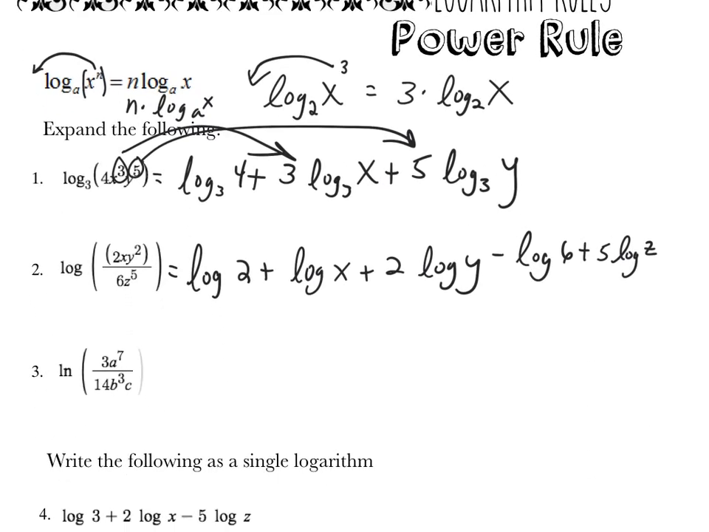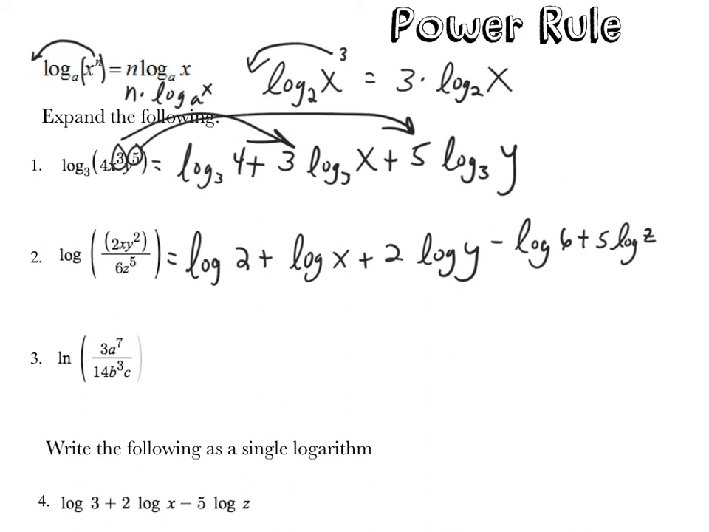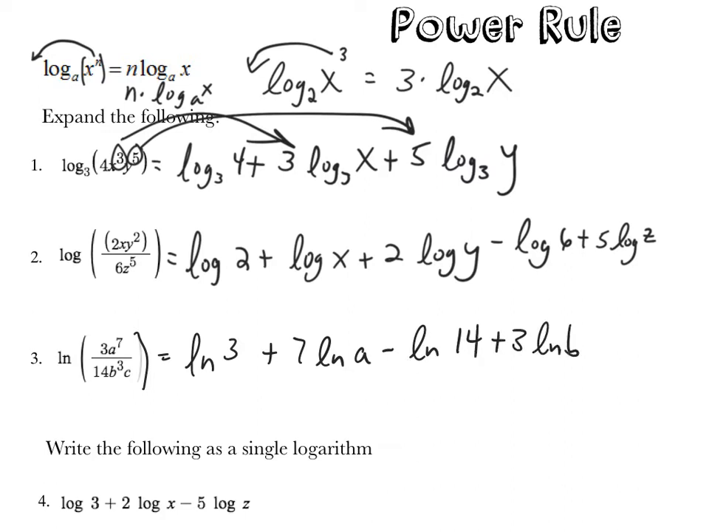Usually when I show people this, they're always surprised at how easy it is or how simple a concept it is, and it looks so complicated when they see it completed. The next one, I have the natural log of 3 plus 7 times the natural log of a minus the natural log of 14 plus 3 natural log of b plus the natural log of c.